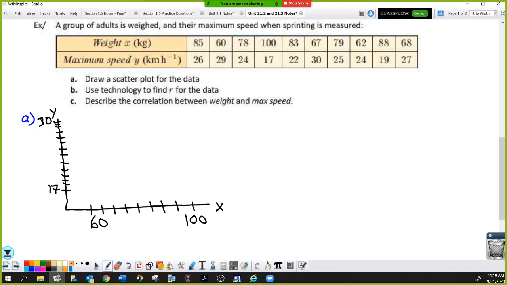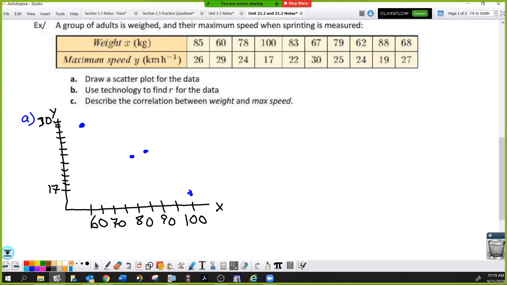So we have 85, 26. Here's 90, here's 80, here's 70. So scatter plotting it away. And 85 to 26, it's like somewhere around here-ish. Just guessing at this point. 60 to 29, that's way up here-ish. This doesn't need to be perfect. 78 to 24, that's like right around there. 100 to 17. That's way down here.